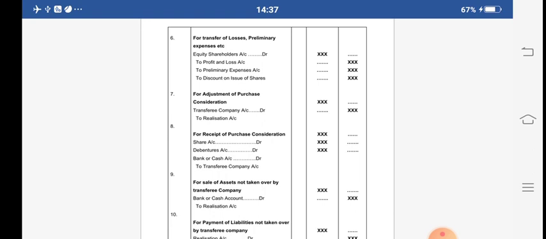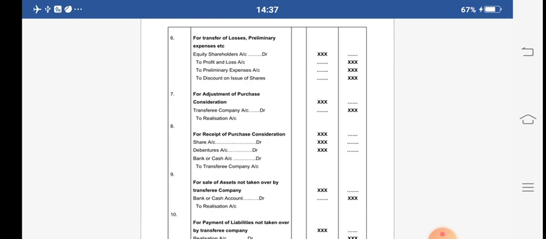Okay, so next, for adjustment of purchase considerations, if there is any adjustment in the purchase considerations, then you have to pass the journal entries. So now how to pass the journal entries? Transferee company account debit to realization account credit. Like this you have to pass the journal entries.